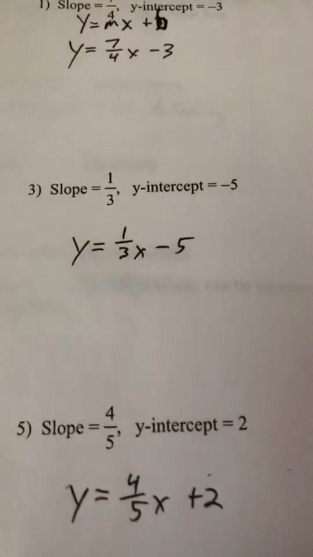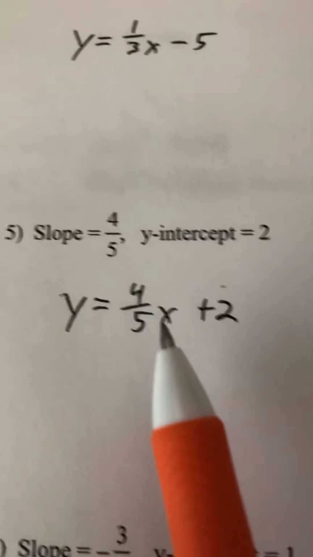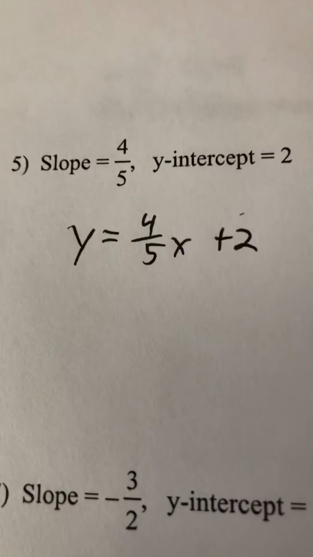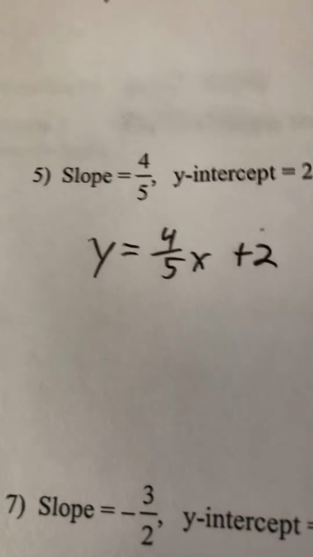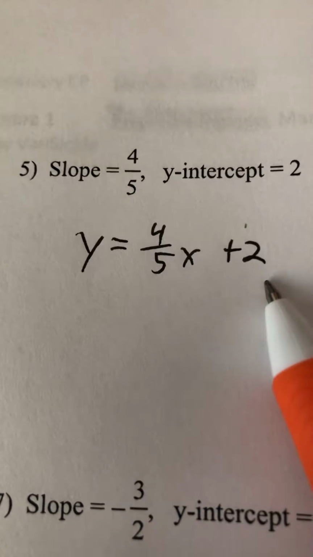If I were to graph it, that's why we have to graph these, because you're going to be looking at graphs and lines. That's what they correlate to. So you have the slope and you're given the y-intercept. Boom, you just plug it in. Here's my slope, here's my y-intercept.